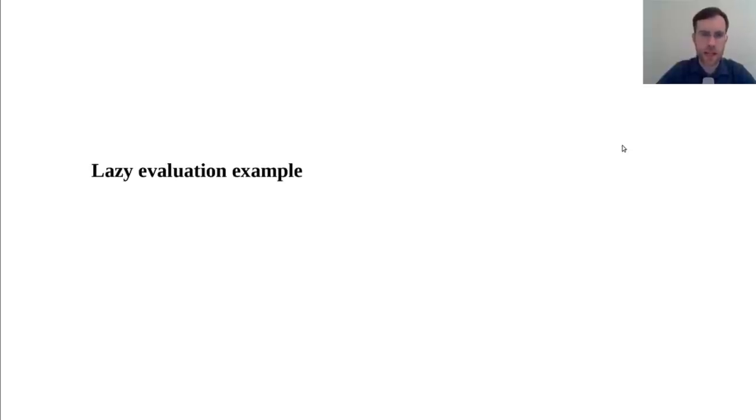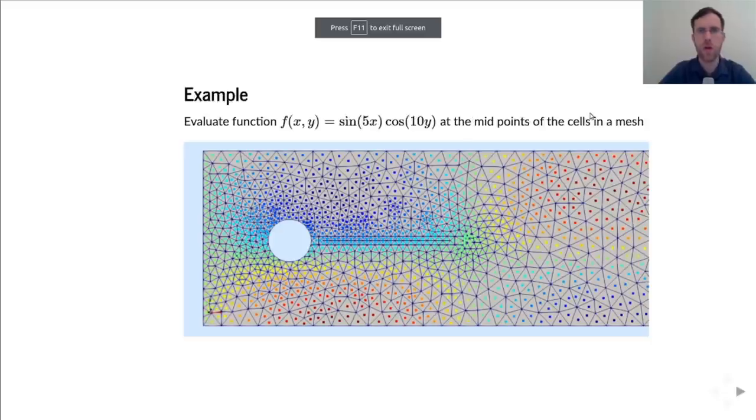So now, at this second part of the presentation, I would like to consider a simple example in order to illustrate this concept of lazy evaluation that we have used in Gridap in order to hide these finite element assembly loops. And in this very simple example, the goal is the following. We have a function, right? We have this function, and we want to evaluate this function at the midpoints of the cells of a given mesh, and then visualize the results.